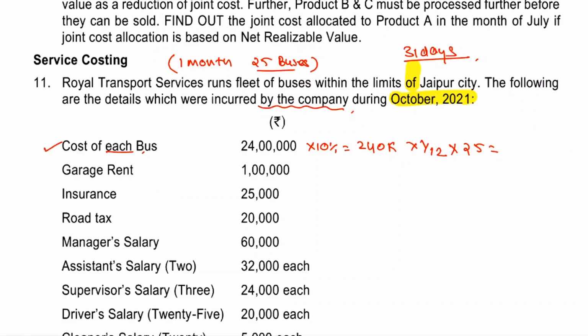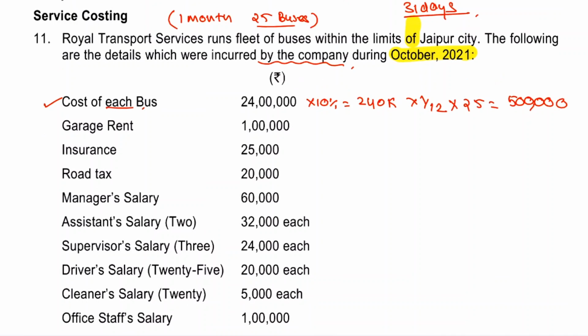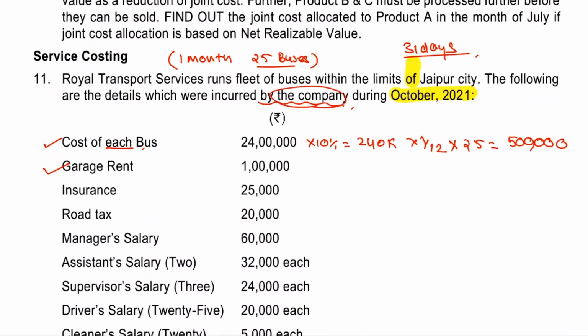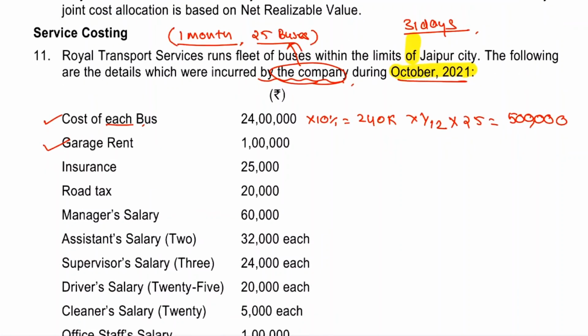So first I got depreciation 2,40,000, ये year का था, divide by 12 you do, 1 month का you will get, and this is for one bus, 25 buses, कितना? 5 lakhs, right? Okay, so this is something which I got. Then garage rent, nothing is given, then this expense will be incurred by company, बोले तो 25 buses, and for a month बोले तो 1 month only. Any expense if nothing is mentioned, it is for 1 month and 25 buses, so again nothing is mentioned, right?